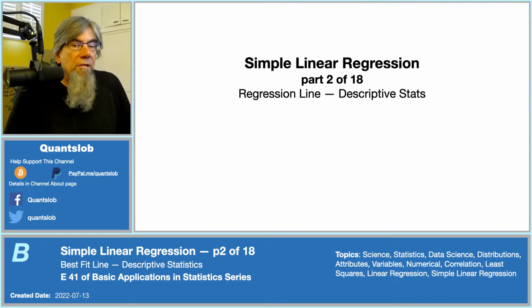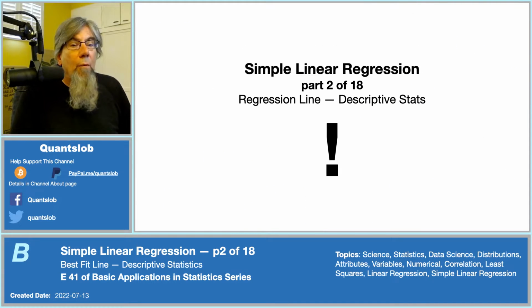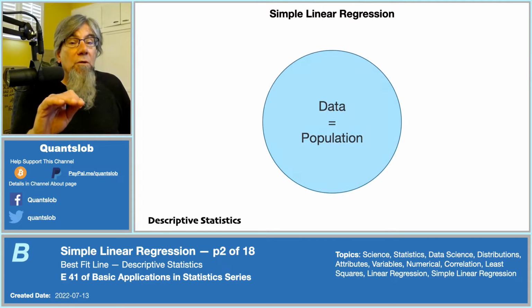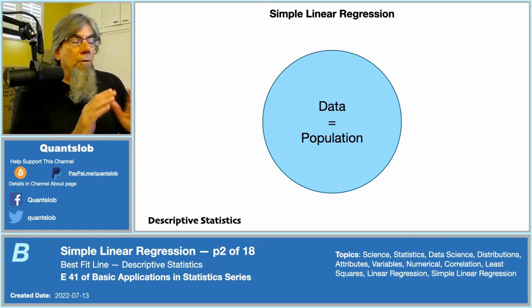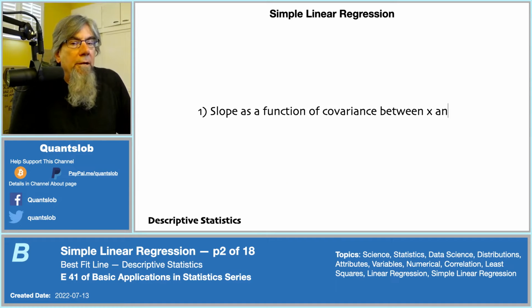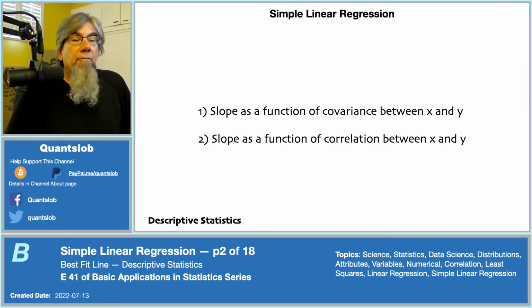This is 41 in our basic application series, and this time around we're going to continue on with part 2 of our exhilarating simple linear regression series, calculating the regression line from population data. Now, keep in mind that we're performing descriptive statistics. That is, we're viewing our data set as our population. Fortunately, calculating our SLR, simple linear regression line slope, and y-intercept from data is both fairly simple and straightforward.